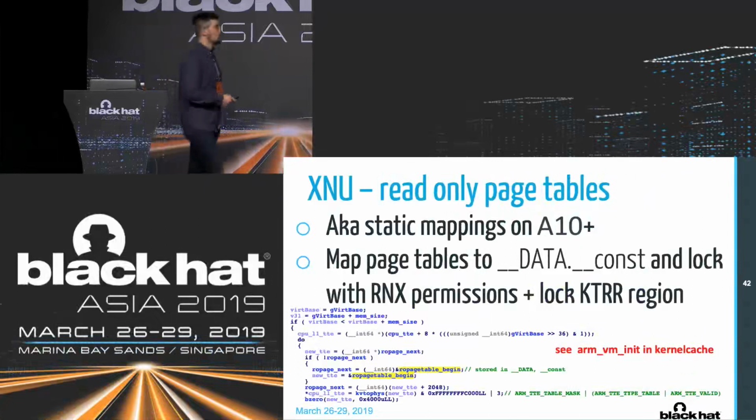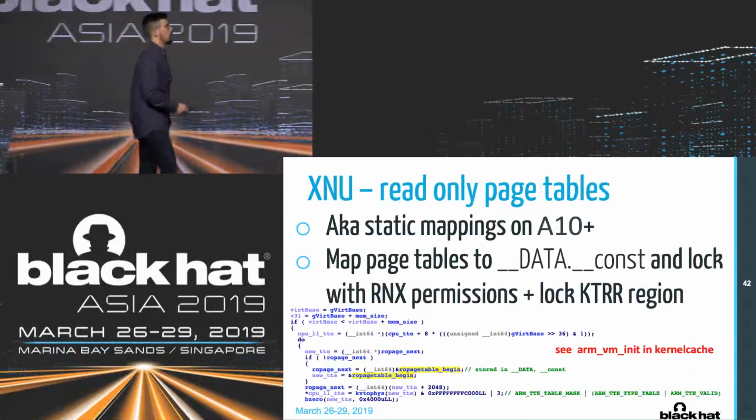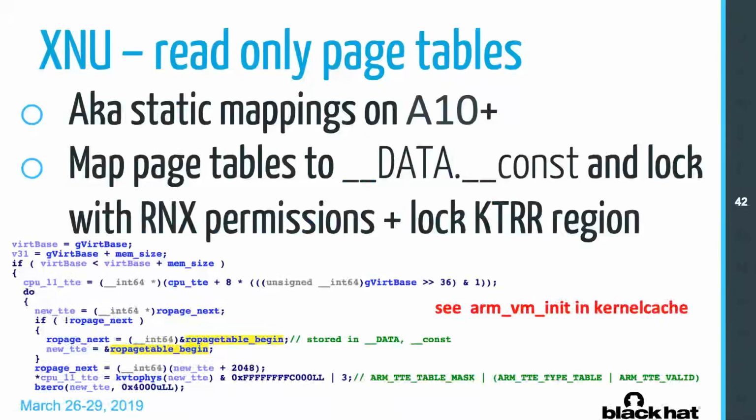Even if we disable KTRR, there is one more thing in A10 devices. Apple called it static mappings. The idea is that now the page tables themselves are allocated into a read-only region. So data const will be writable where the page tables will be allocated. And when it's done, this region will be set up to be read-only, and on top of it, the KTRR region will be locked as well. So even if you disable the KTRR region, you still need to deal with the static mappings.